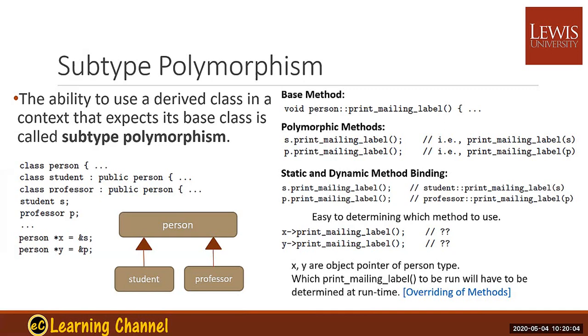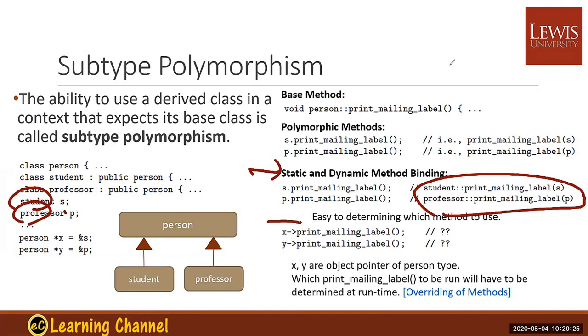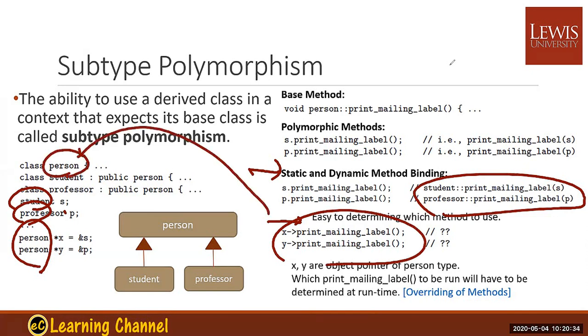Then we use the pointer: X pointing to the printing of the mailing label. Here we do not know what type it is. For this one we know because you have Student and Professor, so based on static or dynamic binding we find the right version. Here the pointer is of Person type. We don't know which one will run, but it depends on whether Person defined the mailing label as virtual or not. It is determined at runtime.